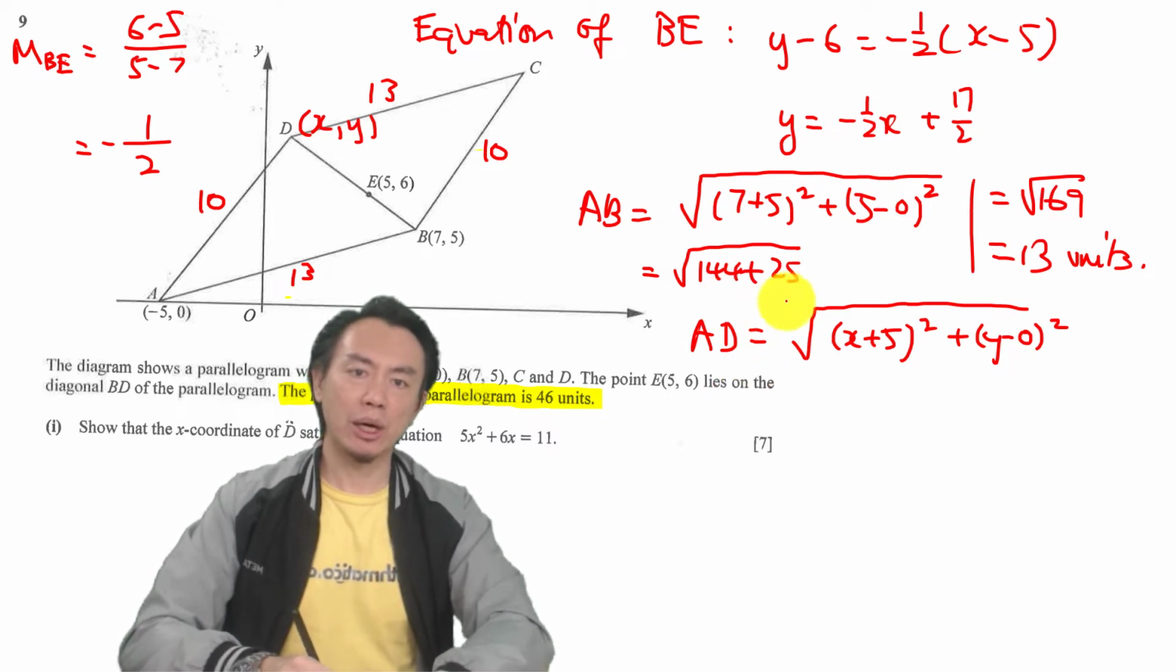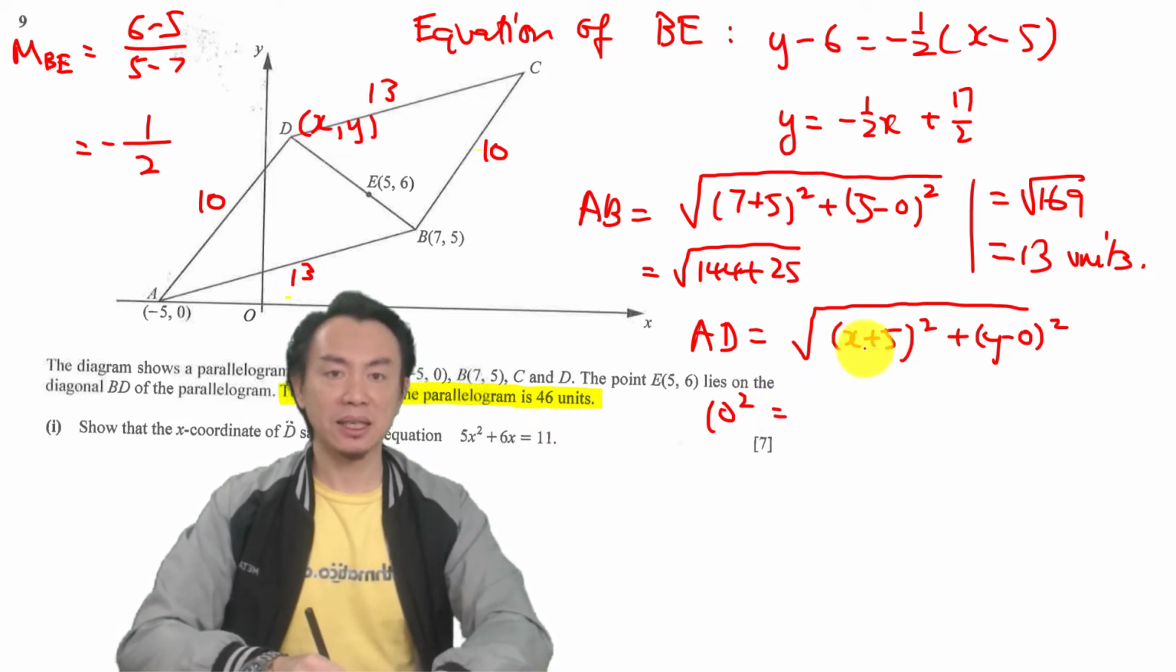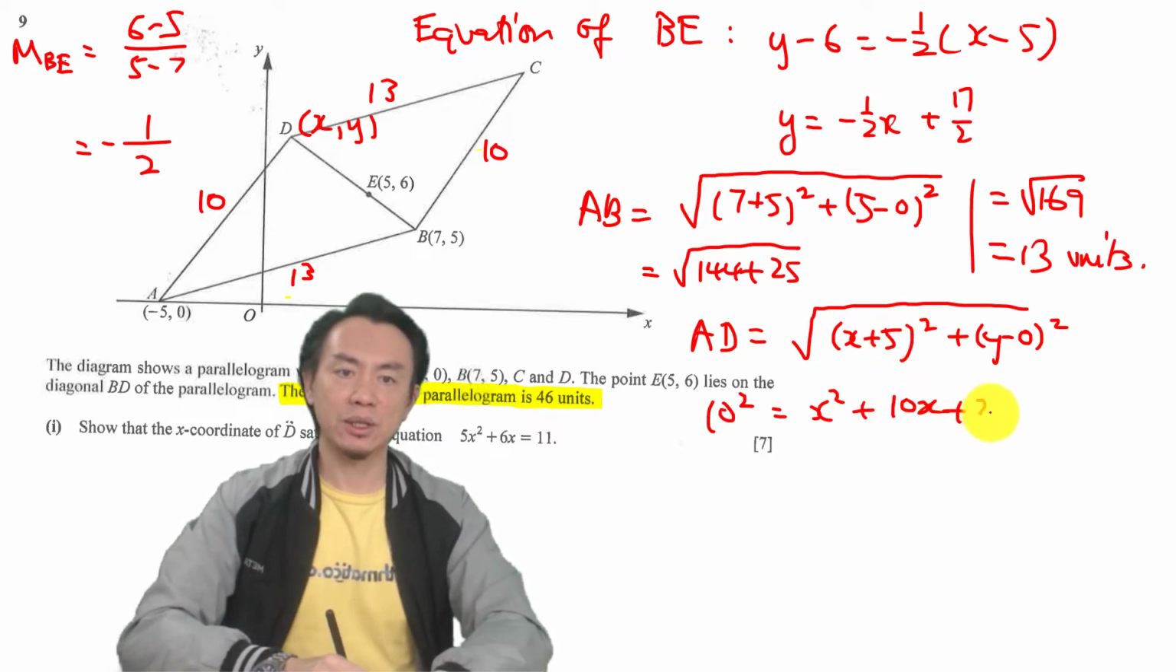So I'm going to square both sides. AD is 10, but then I get the square here. Is equals to, I'll expand this in the brackets. We have x squared plus 2 times 5 is 10, 10x, plus 5 squared is 25, plus y squared.